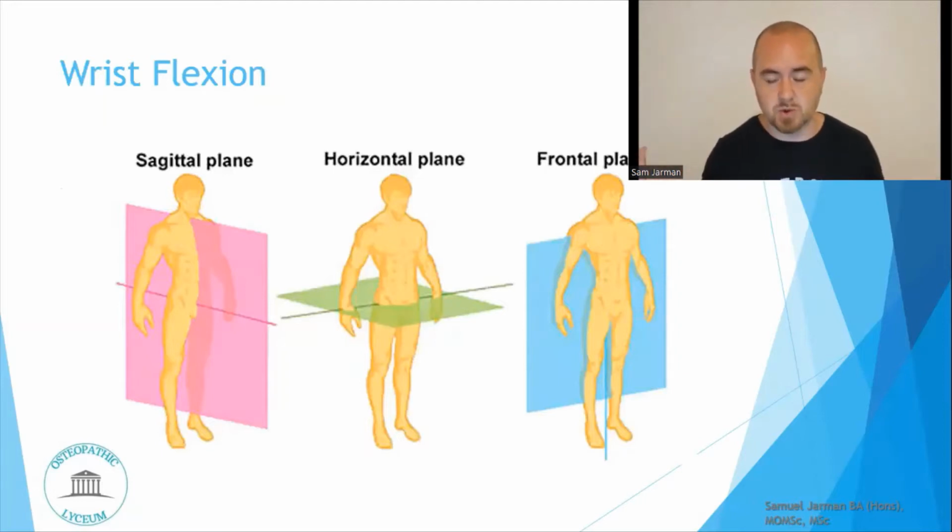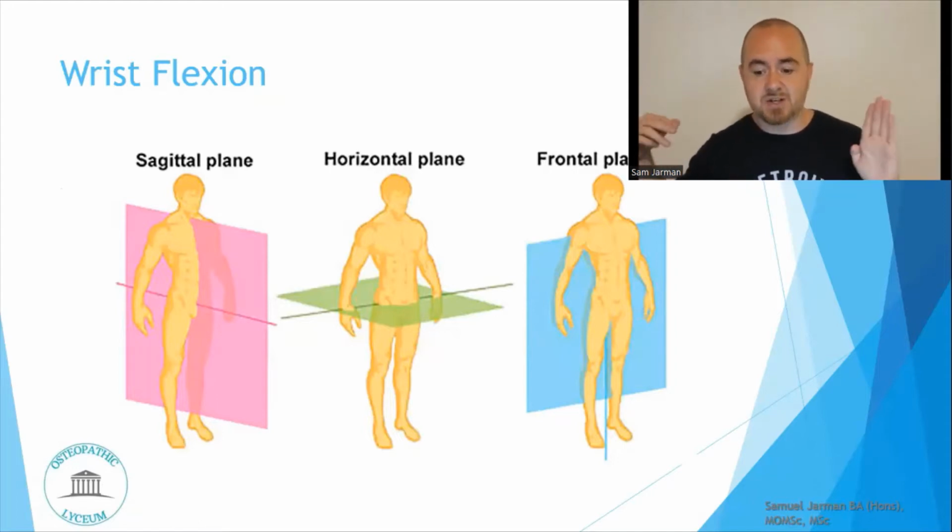So we just do the quick review. The sagittal plane is a 50% cut of the body left to right. The horizontal or transverse plane is a 50% cut of the body top to bottom. The frontal or coronal plane is a 50% cut of the body back to front. The axes are perpendicular to the plane.